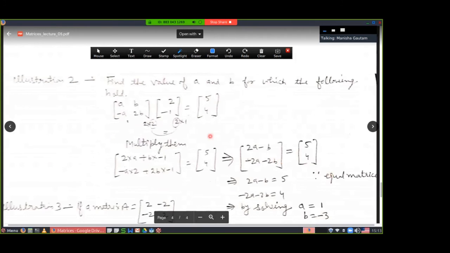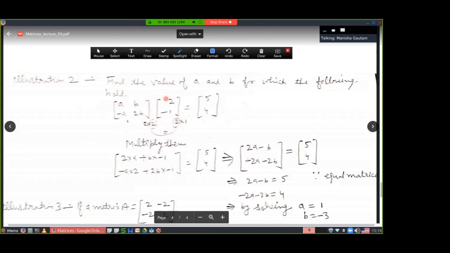Now illustration second. Find the values of a and b for which the following holds. It means left hand side is equal to right hand side. You have to check it for the values of a and b. First of all, in the left hand side, you have to check that they can be multiplied. The condition for multiplication is that the number of columns of the first matrix and the number of rows of the second matrix should be equal. 2 and 2, you can see here. Multiply them.